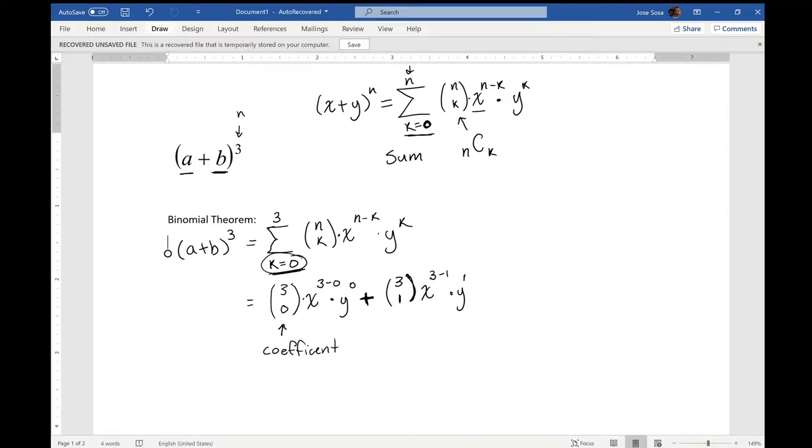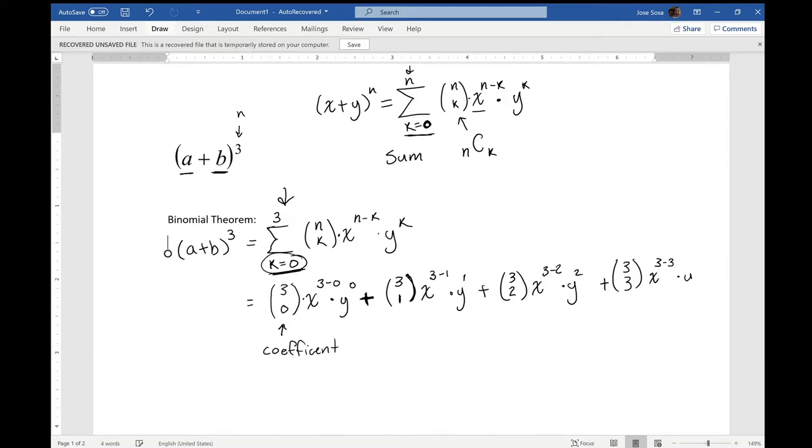Great. Now let's do the second term. 3 choose 2 times x to the 3 minus 2 times y to the second power. And we have to go all the way up to 3. We have 0, 1, 2, and we have to do 3. And here we have 3 choose 3, times x to the 3 minus 3 times y to the third power.